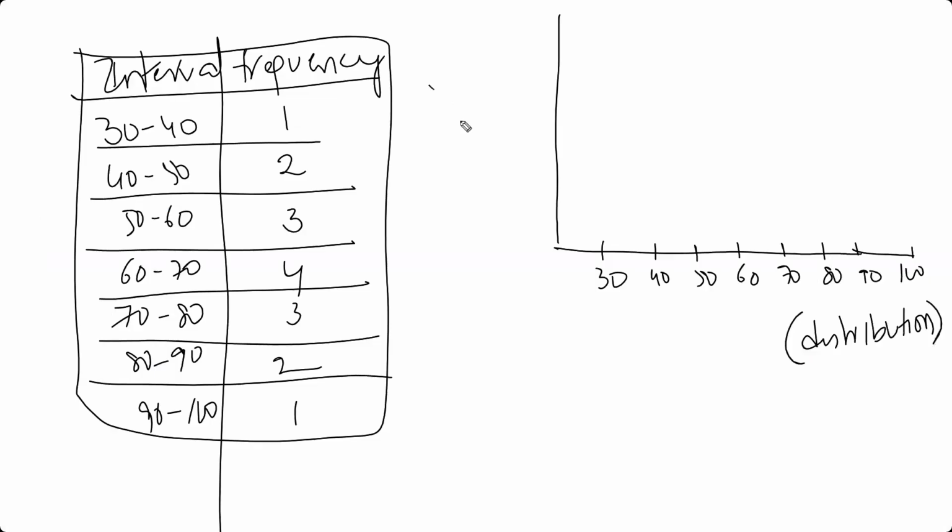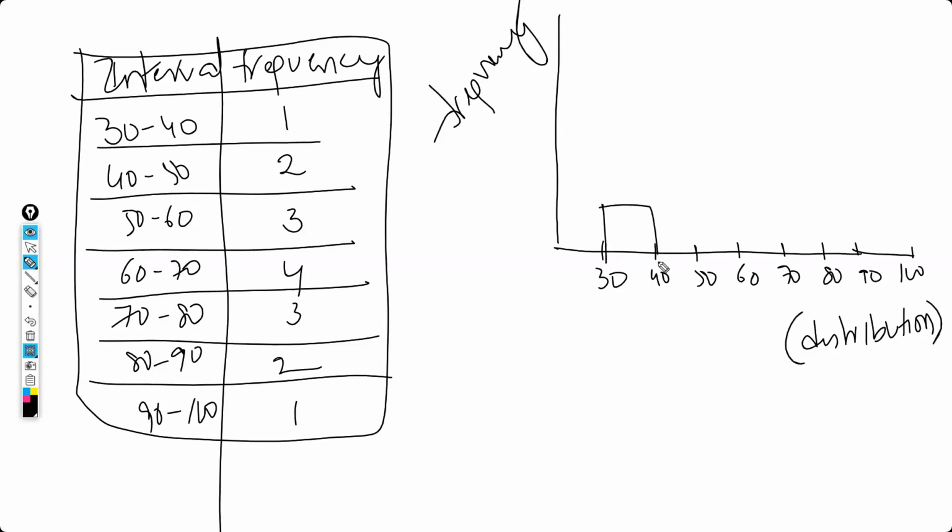Now, on the y-axis, we are going to take the frequency. Now, 30 to 40, how many records are there? One record is there. Now, 40 to 50, how many records? Two records. Now, tell me the question, should I attach the bar or should I not attach the bar? Attach. Why? Because 40 is common in both of them.